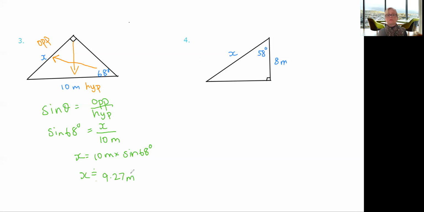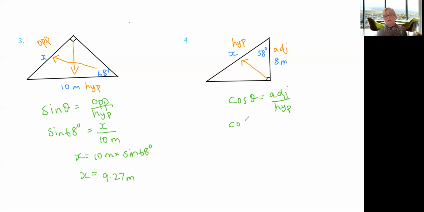And our last one for this video, obviously our x is our hypotenuse and our 8 metres is our adjacent. What rule are we going to use? Adjacent and hypotenuse is to do with our cosine ratio. So we write our rule, always write your rule. You probably even get half a point just for putting the right rule.